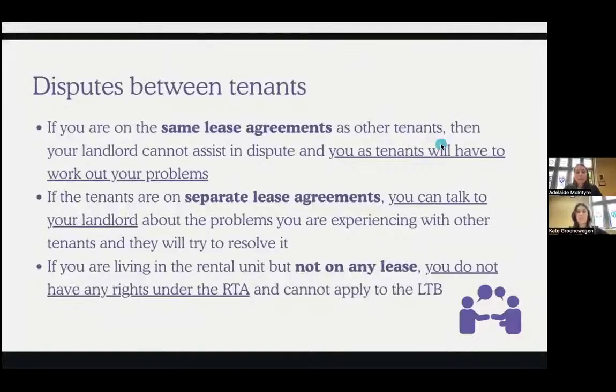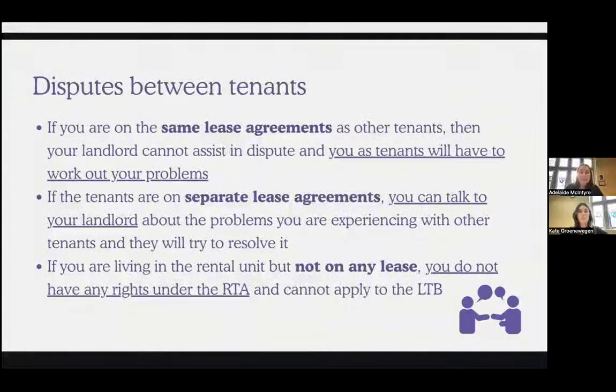So when living with other people, there's a chance that issues between tenants may arise. So if you and the other tenants are on the same lease, the landlord is not able to assist in any disputes, and you will need to try and resolve your problems between tenants. In this situation, if a landlord decides to take action, it will be against all tenants, as they are not able to deal with tenants individually.